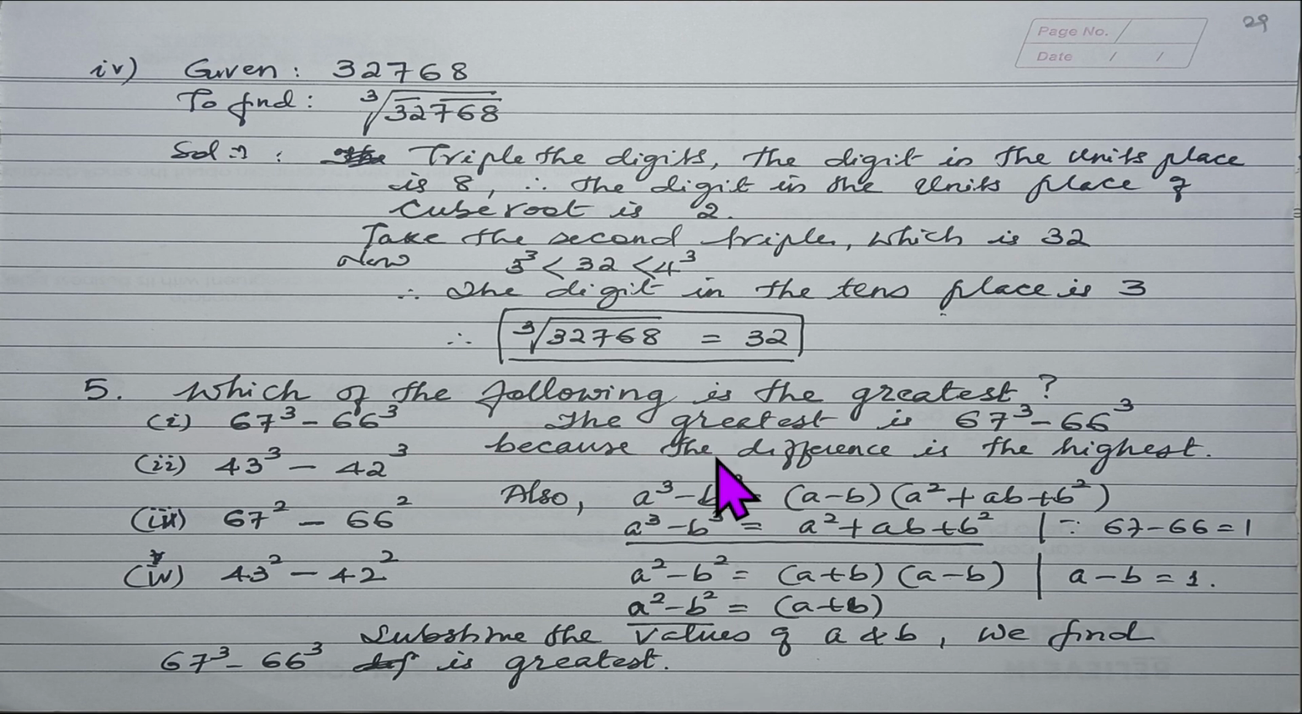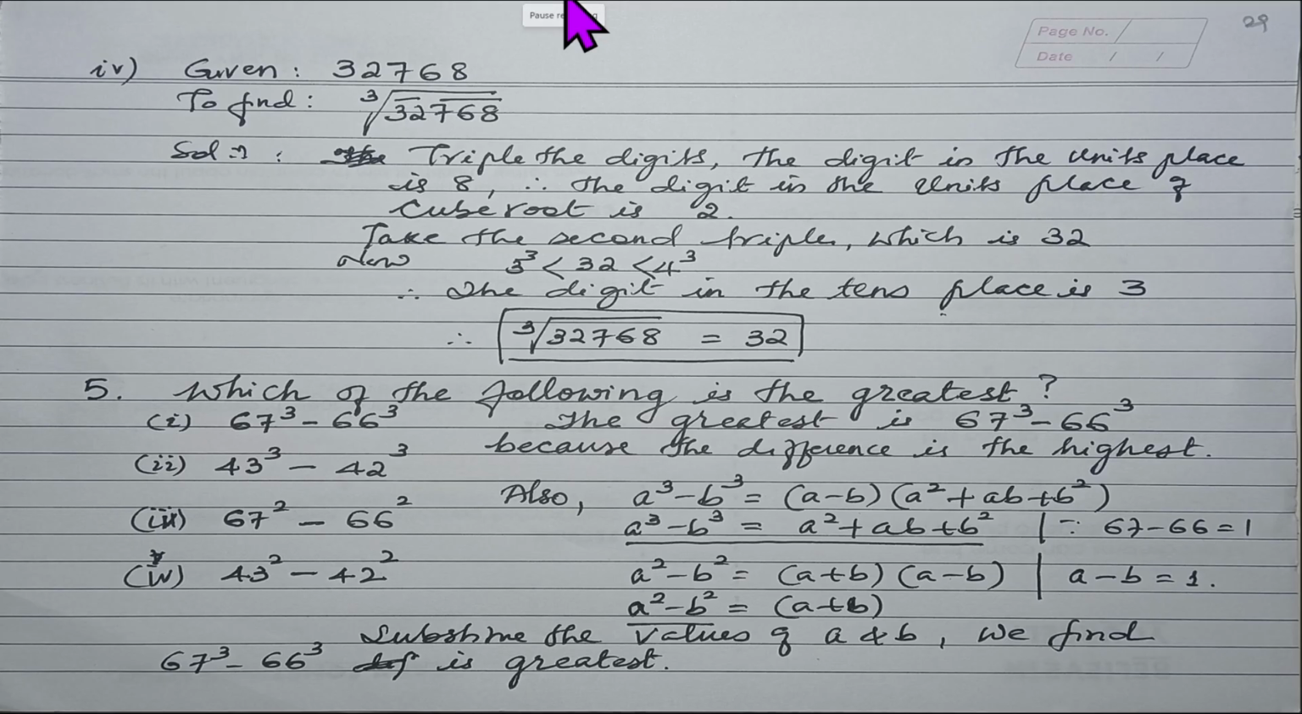Let us understand this algebraically. If I take a cube minus b cube, you can express it as a product of factors a minus b and a square plus ab plus b square. But we know that a minus b becomes 1 here. 67 minus 66 is 1, and therefore a cube minus b cube becomes only a square plus ab plus b square. Now put the values of a and b in this. A is 67 and b is 66. When we put the values of a as 67 and b as 66, all are positive values, the sum will be much bigger. Same way, if you put the values of 43 and 42 in this, again the sum will be bigger, but definitely less than 67 cube minus 66 cube.